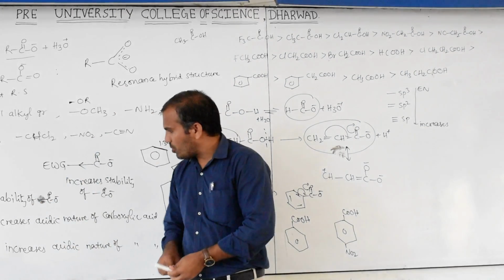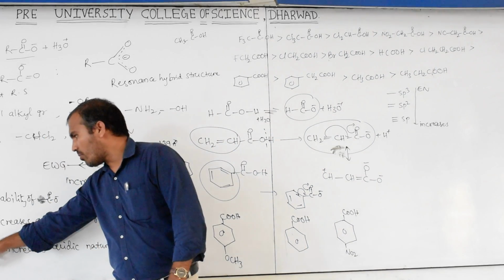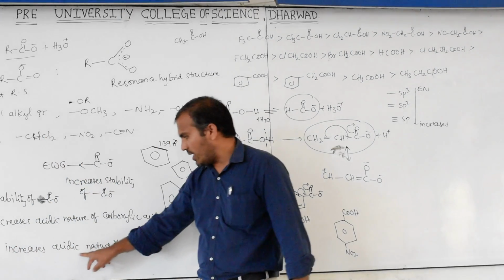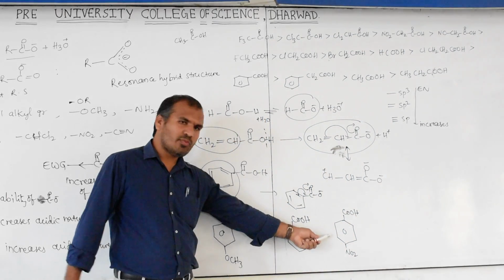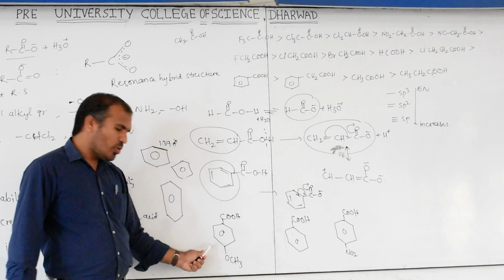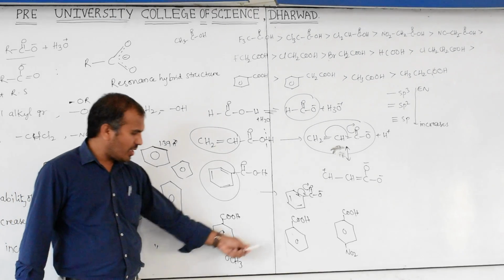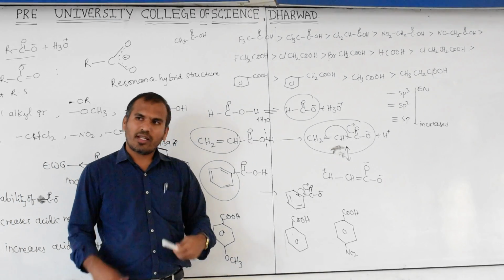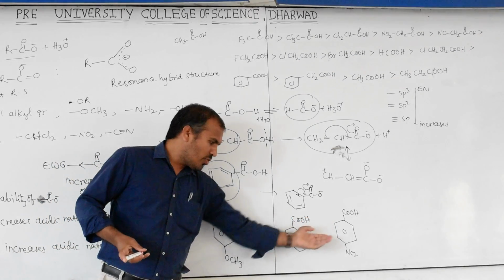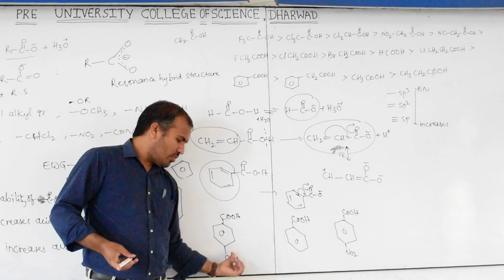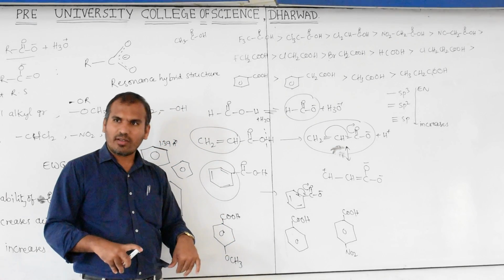Electron withdrawing groups, minus I, minus M or minus R groups, increase the acidic nature of carboxylic acid. So this is more acidic. This is a donor group, less acidic. Here nothing is there, any group. Then nothing is there, which is more acidic than the NO2, more acidic than this methoxy group, or less acidic. We have to decide.